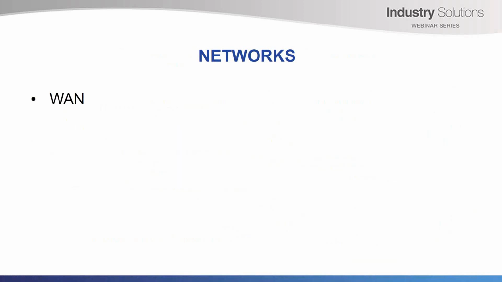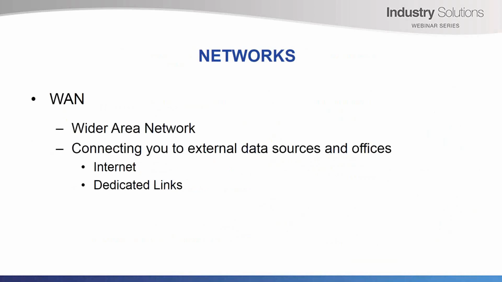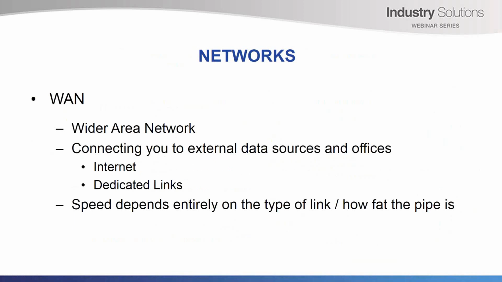You'll also hear about the WAN, or the wide area network, and that's what connects you to your external data sources and other offices. Now, sometimes people use the broader internet, and sometimes people are lucky enough to have dedicated links. The speed of your WAN connection depends entirely on the type of link you have, or really how fat the pipe is. And when we talk about how fat the pipe is, what we really mean is how much bandwidth do you have? How much data can you transfer at an optimal speed at any one point in time?